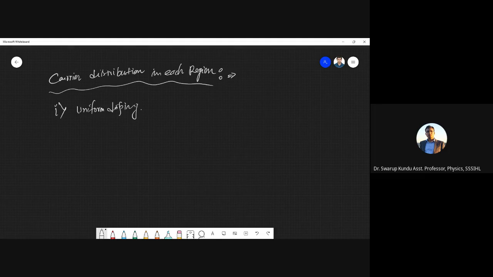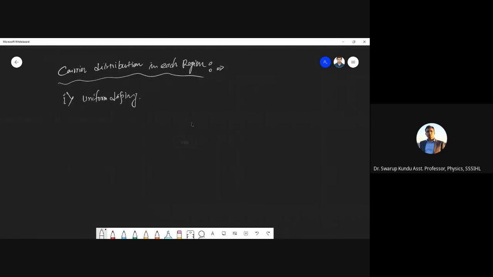And then there is another assumption, that is low level of injection, and there is no generation and recombination happening in the depletion regions, and there is no series resistance for the device. So these are the 5 assumptions. They are there in our textbook, so I'm not writing them down here. Now let's derive for the base region first.